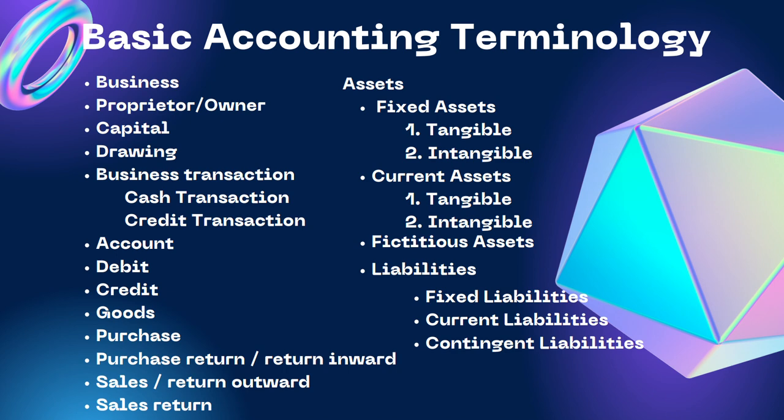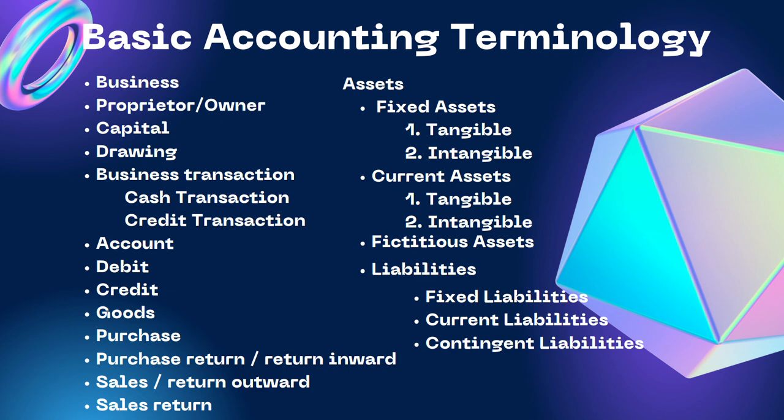Next is account. We have three types of account. One is personal, the other one is nominal, and the third one is real. When these three things occur, the total journal entry will be handled, so we can discuss it later. Next comes the part of debit and credit. If the amount comes into the business, that will be credited. If the amount goes out of the business, that will be debited.